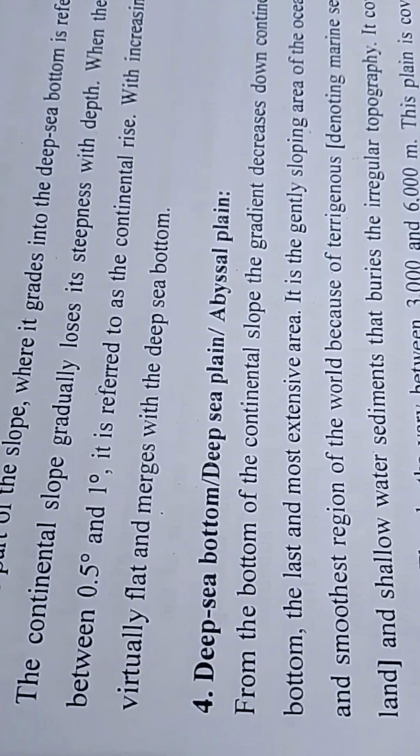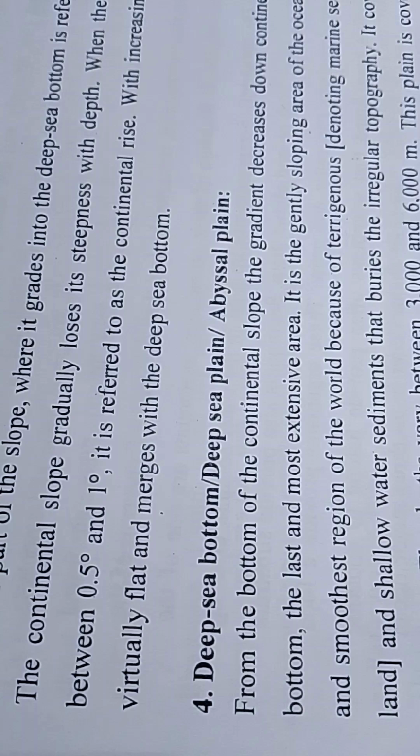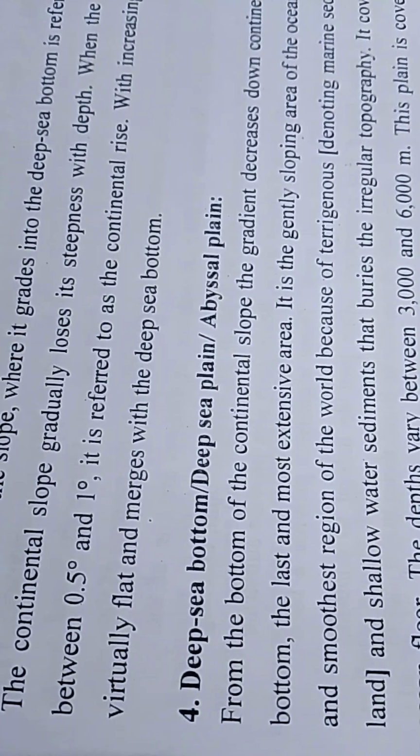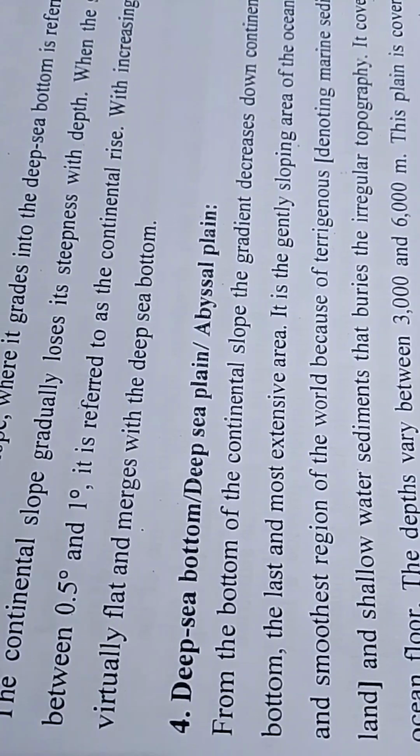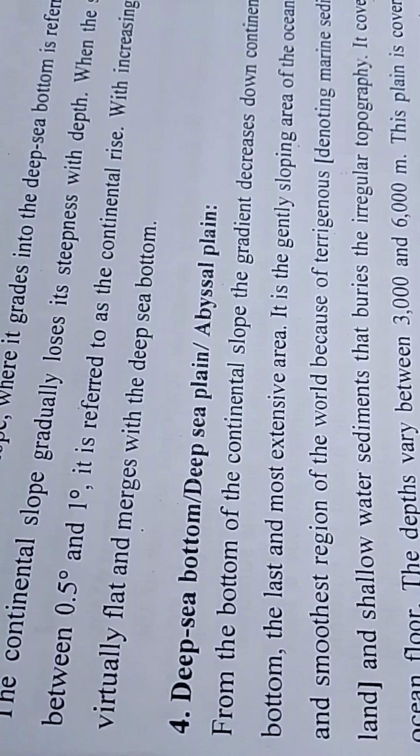It is the flattest and smoothest region of the world because of terrigenous sediment, denoting marine sediment eroded from the land, and shallow water sediment that buries the irregular topography. It covers nearly 40% of the ocean floor. The depth varies between 3000 and 6000 meter. This plain is covered with fine grained sediment like clay and slate.